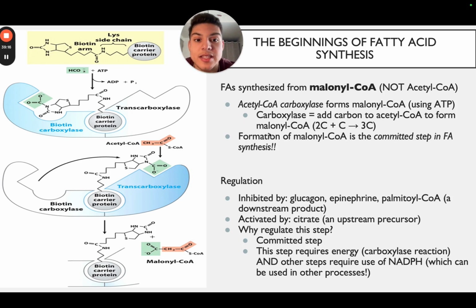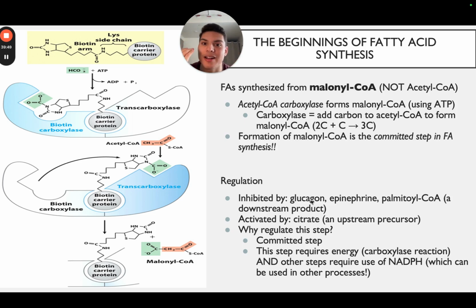And again, this step is the committed step. So remember, beta-oxidation's committed step was the transport of the activated fatty acid from the cytosol to the matrix. This one is the formation of malonyl-CoA, to add that extra carbon onto acetyl-CoA. That is the committed step. This is the rate limiting step. This is where it's going to be highly regulated. And then the regulation, again, it's inhibited by glucagon. This makes sense. If we have low glucose levels, we want to use our energy reserves not to build up fatty acids, but to build up the glucose. That's our primary energy source.